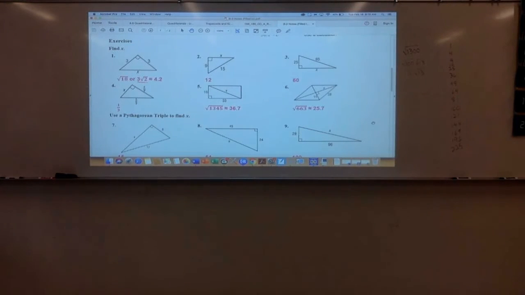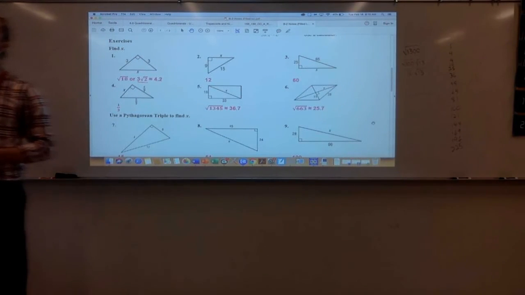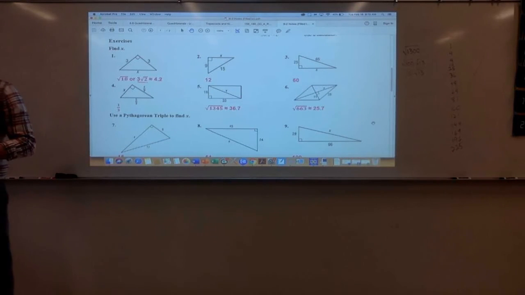So, any questions on solving for missing sides in a right triangle? Well, if it's not a right triangle, we would have to use things called the law of sines or the law of cosines, which we're not getting into in this class. That's something you'll see in pre-calc. No, not really, actually.